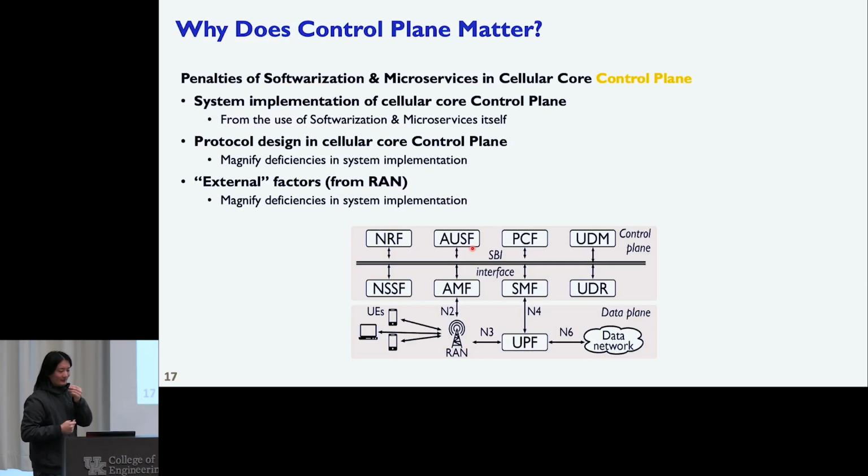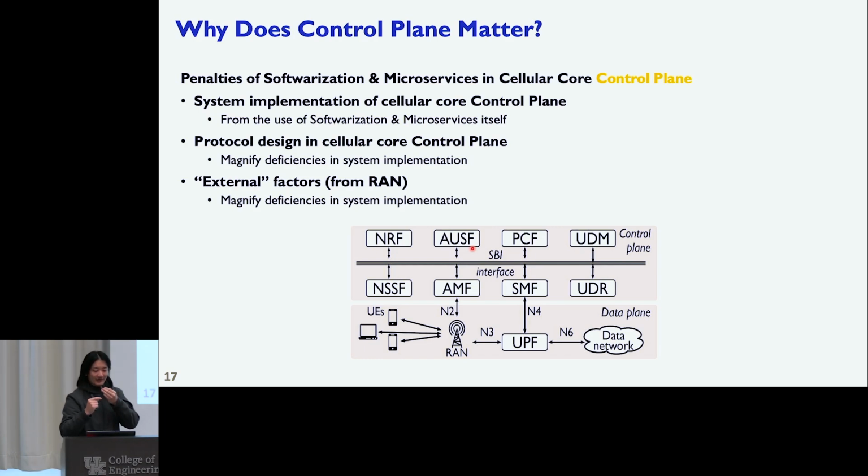To answer this question, we basically need to understand the penalties of doing the softwarization and also using these microservices in developing our cellular core control planes. And I will explain this penalty in three different aspects. The first aspect is the system implementation of the cellular core control plane, which is because of the use of softwarization and microservices itself. And the second is because of the complex protocol designs in the cellular core control planes, which can magnify the deficiencies of our system implementations in the control planes.